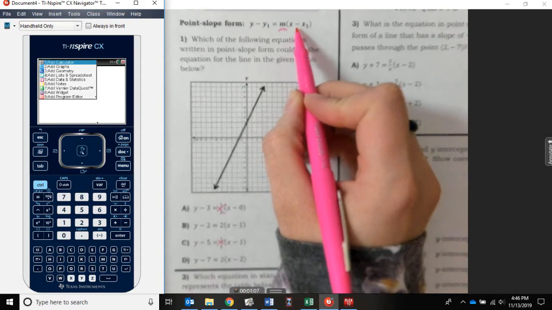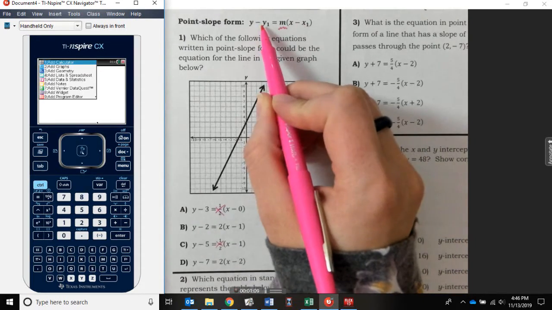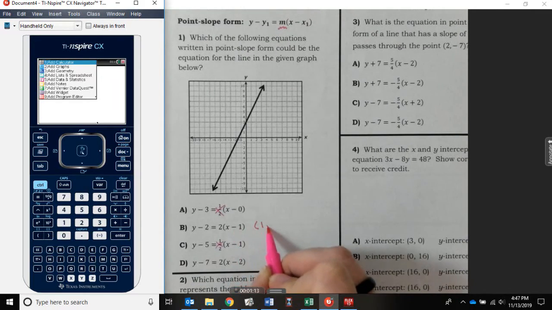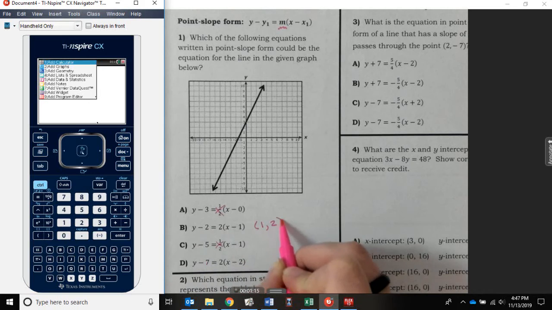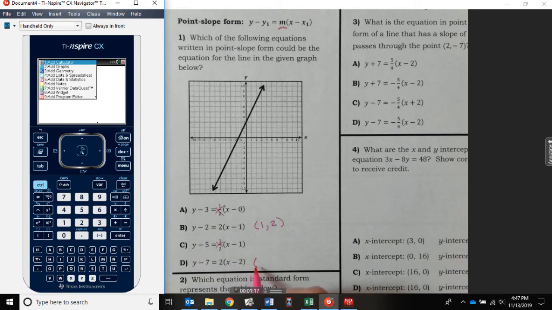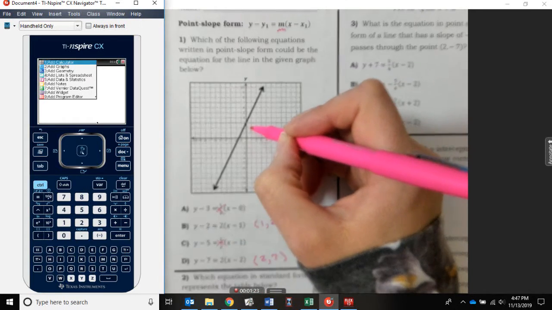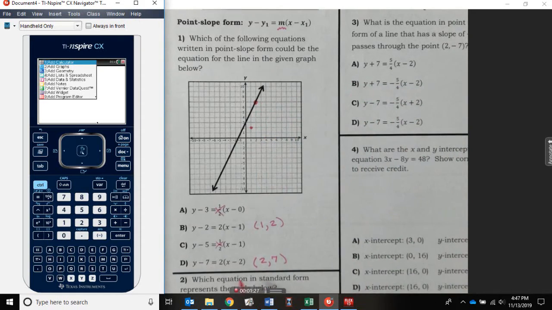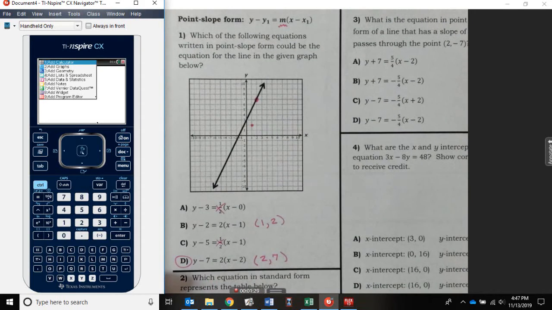And then the point is the opposite of what it says for each of them. So the inside is the x, so that's the opposite. The outside is the y, and the opposite would be 2. Down here, the inside is the opposite, the outside is the opposite. And so if I plot these points, 1, 2, and then 2, 7, the one that goes through the line is letter D. But again, it's about just graphing it to see which one matches if you don't understand point-slope form.